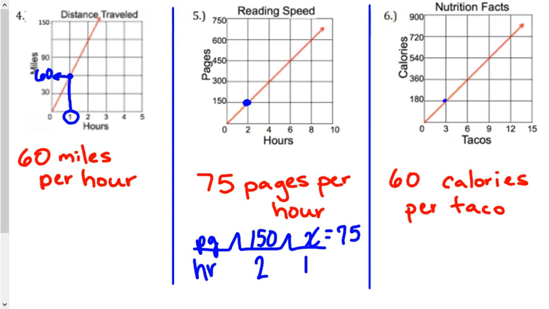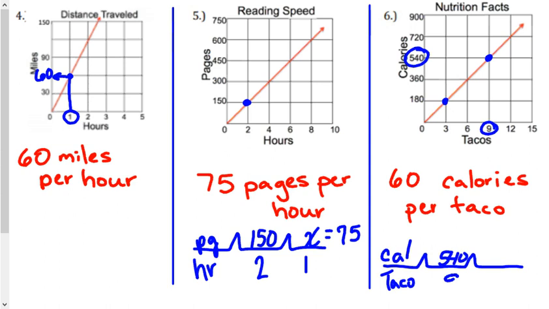For the next one, I used this point. But even, let's say if we used a different point. Let's say that we used this one right here. Even if I used that one, I'm still going to get the same answer. I would have a ratio there of 9 and 540. So the ratio of calories to tacos is 540 calories in 9 tacos. So if I would work out how many calories in 1 taco, when I do the math on it, 1 times 540 divided by 9, I'm going to get 60 calories per taco.